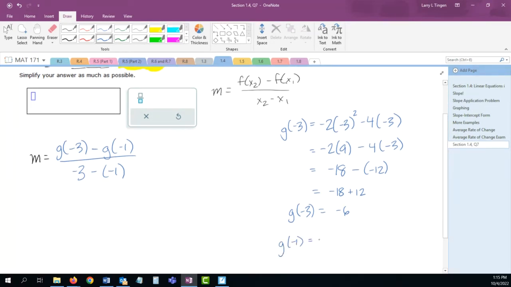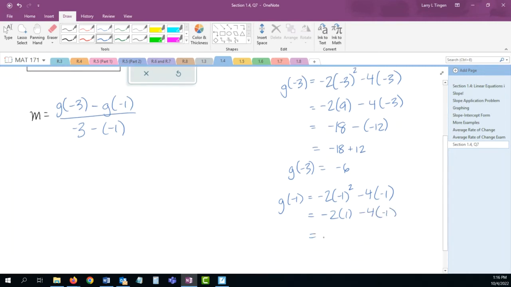And then the other point is at -1. That one's going to be easier because it doesn't do anything. All it does is flip signs. It doesn't actually change the magnitude of the numbers. -2 times 1 minus 4 times -1. -2 times 1 is -2. 4 times -1 is -4. Minus -4 becomes +4. So this is 2.